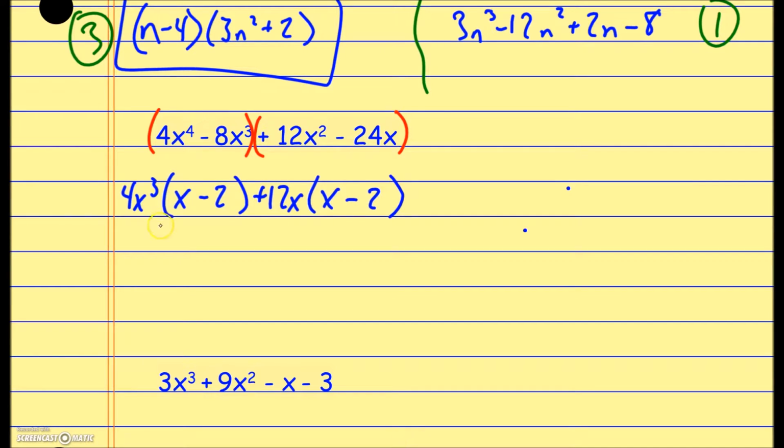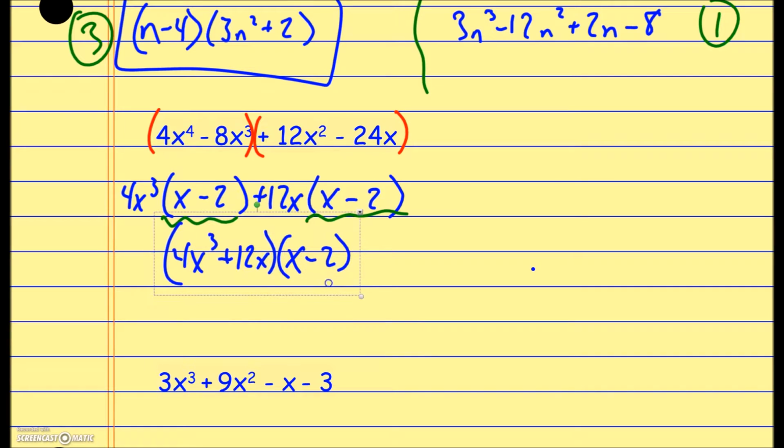And now I can see these 2 big chunks that are exactly the same. So I'm going to factor out the big chunk, and it doesn't matter what order we write this in. If we write the x minus 2 second, and then write what was left, the 4x cubed plus 12x, that's fine as well. So just keep in mind, we can write this in any order. However, there's an issue with this final answer. I can't leave it this way.